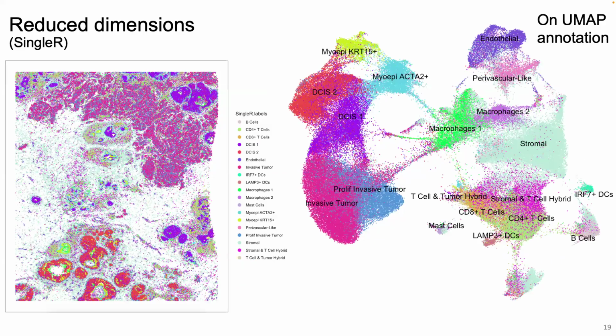Then you can try to do some label transfer. Here I ran SingleR and migrated the single cell labels onto the space. You can see that this region and here are like in Visium before, DCIS or invasive tumor. And now we can also visualize this on UMAP, and we can annotate these clusters. Yeah, so that's everything for now.